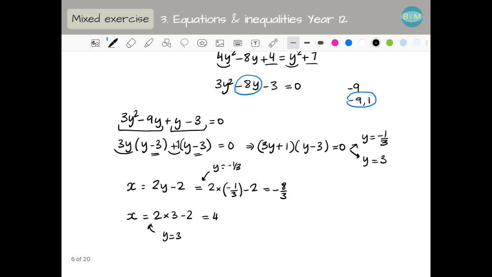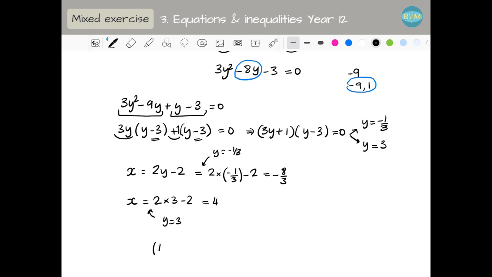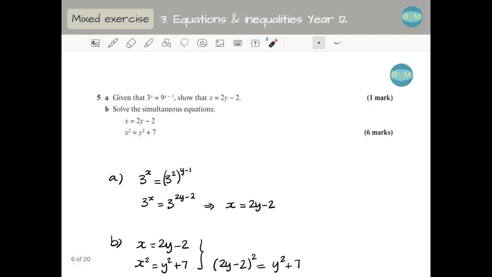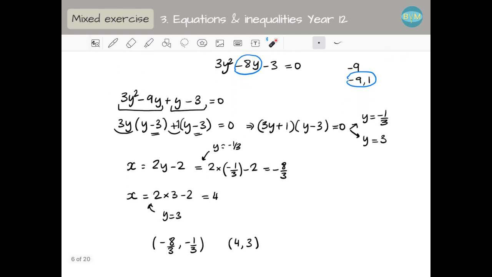So your pairs, if you want to pair them, are x minus 8/3 corresponding to y minus 1/3, and x 4 corresponding to y 3. Most of the time, with these types of questions, you are finding the intersection between a quadratic and a straight line, so you are finding coordinates. So it's always a good idea to keep in mind which one goes with which one. You don't necessarily have to write them this way, but it's important to keep an eye on which one goes with which one. That's all with this question.